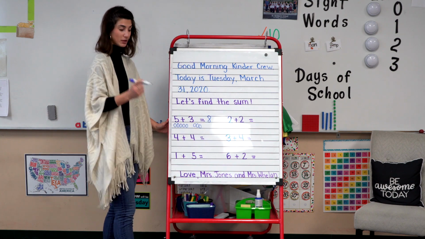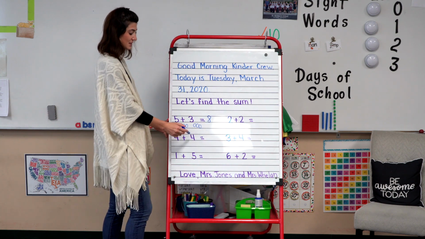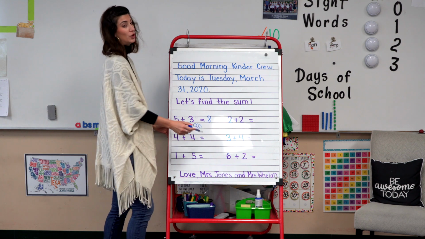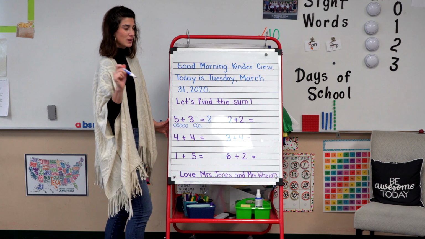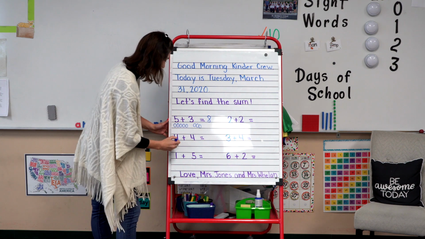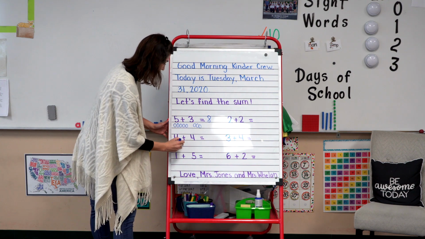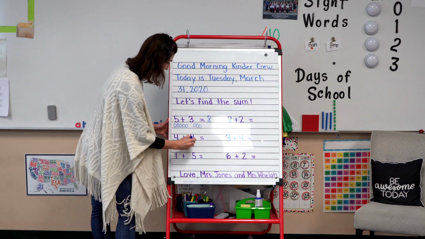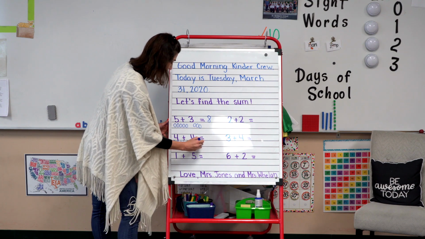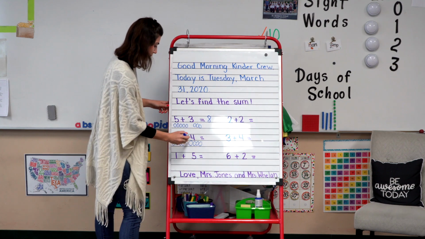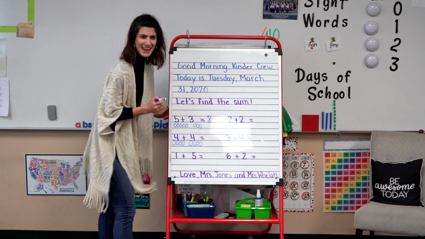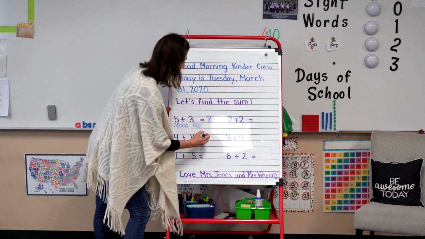Let's look at our next problem. 4 plus 4 equals. Maybe you know it at home, you can shout it out, or you can draw it, and you can do your first group of 4, your second group of 4, and then join them together. 1, 2, 3, 4, 5, 6, 7, 8. I think that's what you probably said at home, huh?